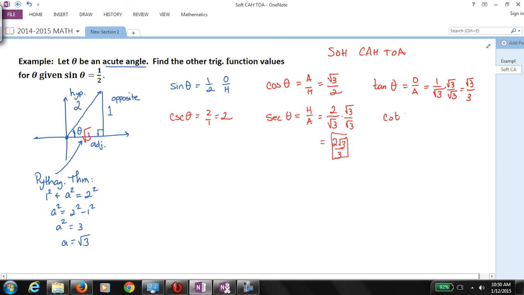And then cotangent of theta, I would flip the unsimplified one, the 1 over square root of 3. That way it's square root of 3 over 1, which is square root of 3. Let me just box in the answers here. So there are your other 5 trig function values for this particular theta given.